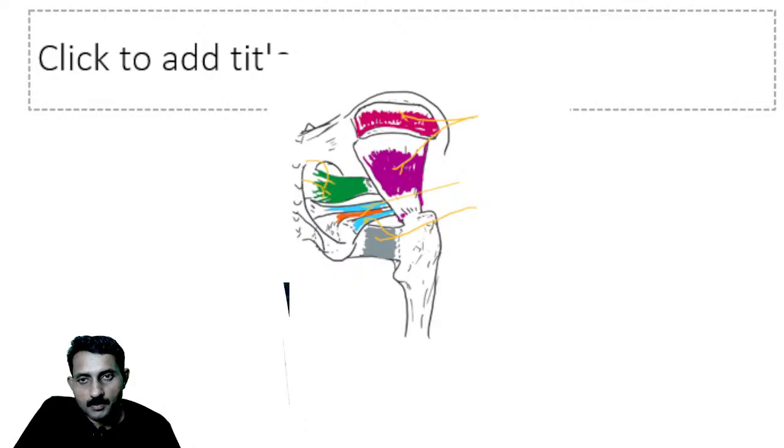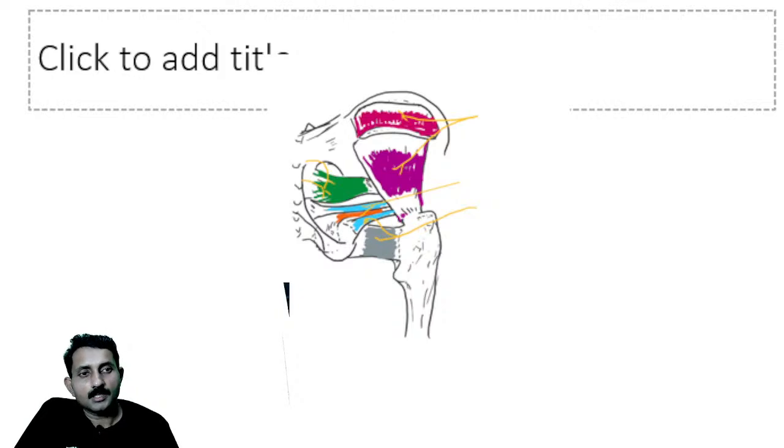Above the piriformis, the nerve is called superior gluteal nerve. Below the piriformis, the nerve is called inferior gluteal nerve. So, what is the key muscle of the gluteal region? Piriformis. Above the piriformis, the nerve coming is called superior gluteal nerve. Below the piriformis, the nerve coming is called inferior gluteal nerve.